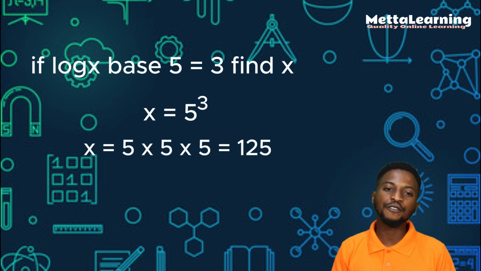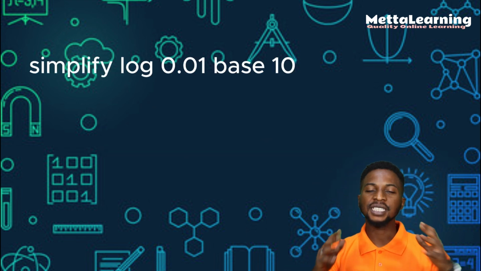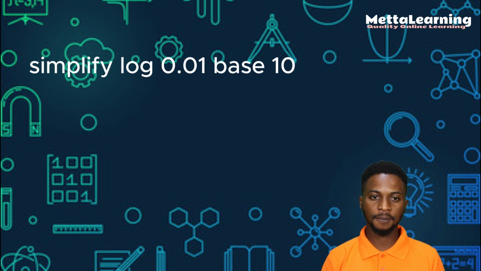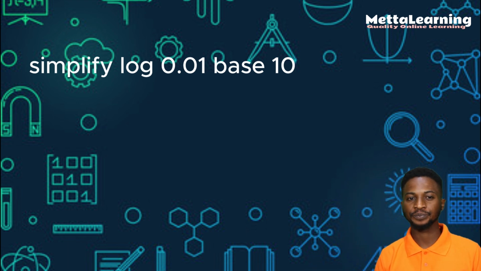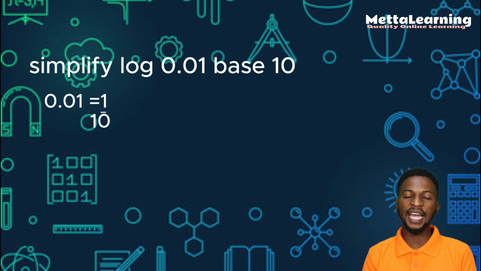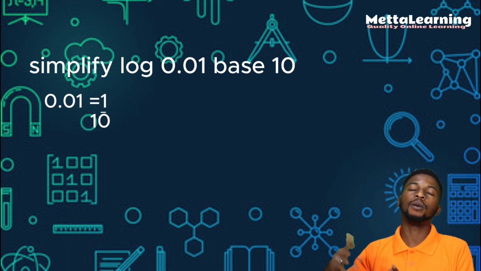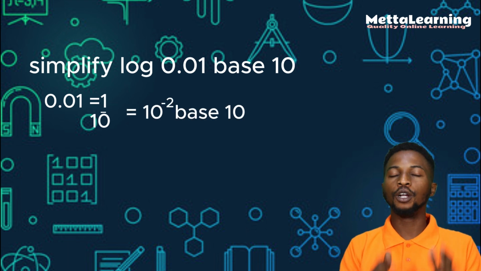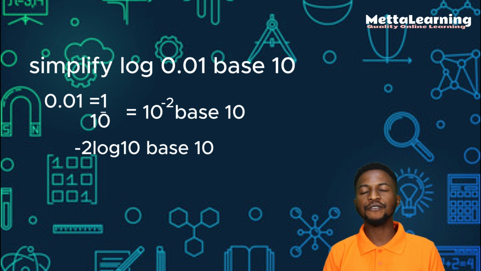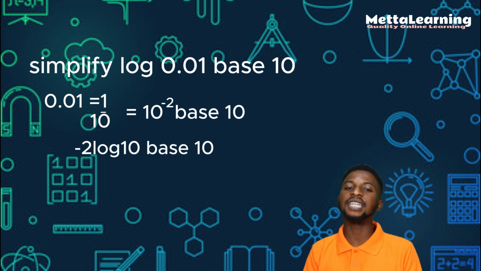The third question I have on my table is from the WAEC Past Question 2015. It says simplify log 0.01 base 10. How do we solve this? 0.01 can be expressed as 1 over 100, which can give us 10 raised to the power minus 2. So we have log 10 raised to the power minus 2 base 10. Just as a rule of log, we'll have minus 2 log 10 base 10.